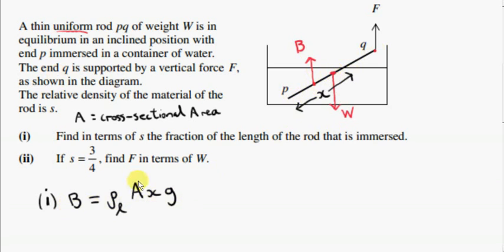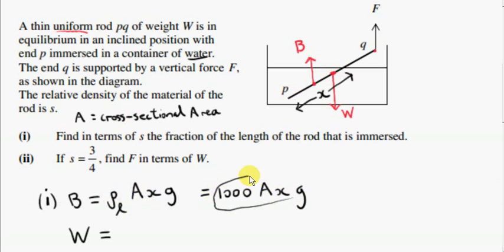B, by Archimedes' principle, is the weight of liquid displaced by the immersed part of the rod. So we have to get the density of the liquid displaced. Actually, the density is the density of water, which is 1000. Multiply that by the volume of the liquid displaced. Well, the volume of the liquid displaced is equal to the volume of the immersed rod, which is the cross-sectional area of the rod A times the length of the immersed rod, which is X. So all we did there was get density times volume, giving us the mass of the displaced water. We get rid of A, as we saw before, by considering the weight of the rod.